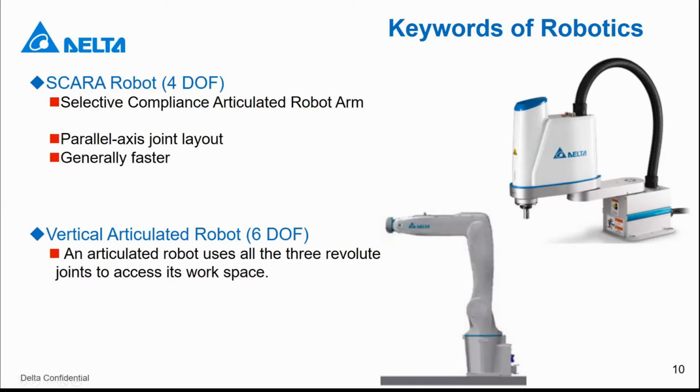And the second one is the vertical articulated robot. It has 6 degrees of freedom because it has 6 motors in the robot arm. And as you can see, it's more like a human's arm. So it is more flexible than the SCARA robot. It can go into a small space or go to a position with a different angle. But generally it has lower repeatability and also lower speed.